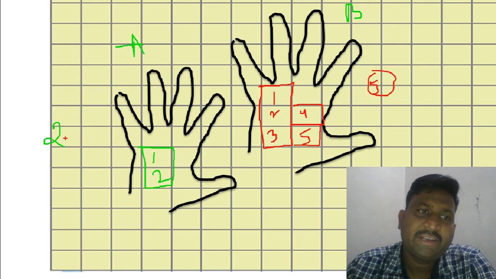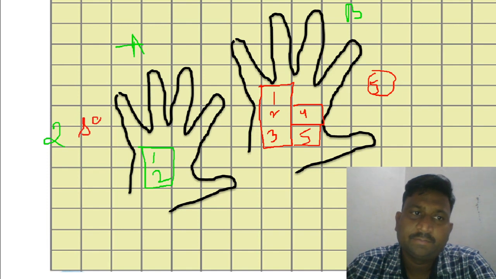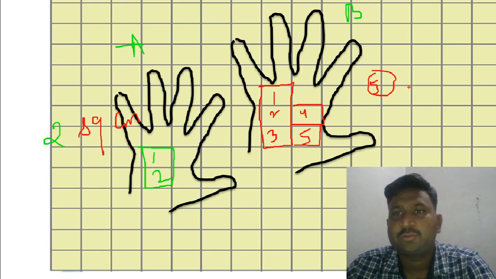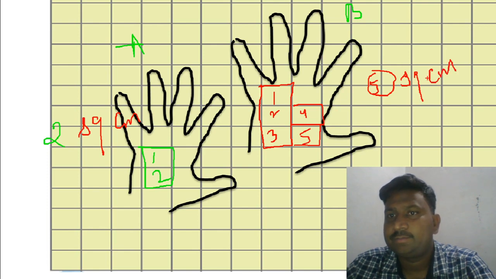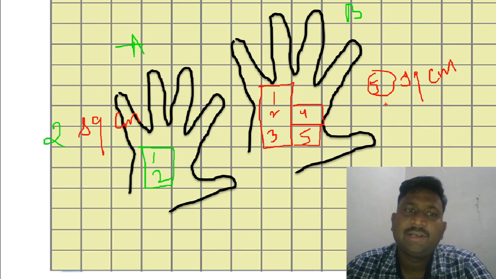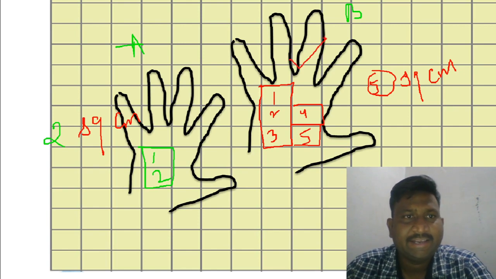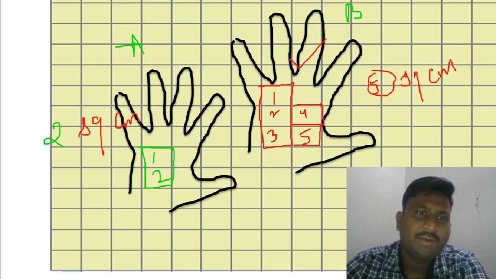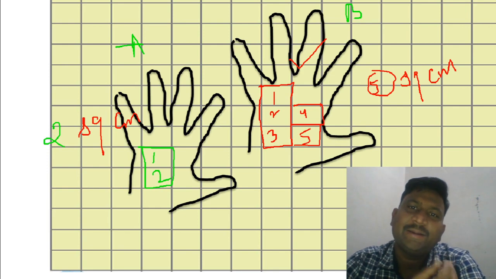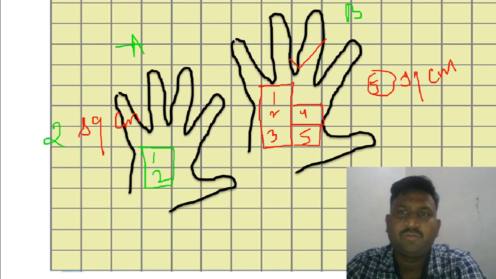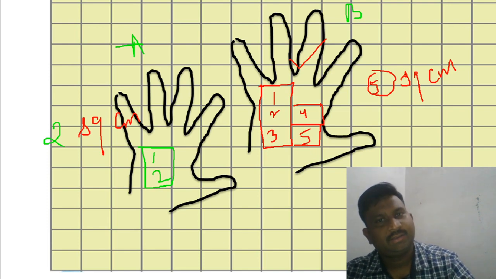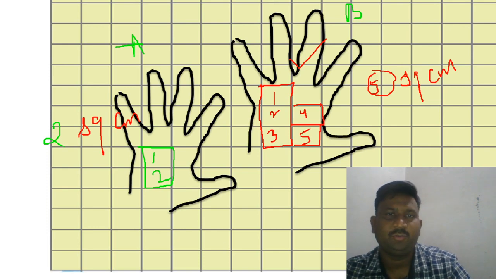So the area of hand A is 2 square centimeter, and the area of hand B is 5 square centimeter. Okay, so which has the larger area? This hand has the larger area, so this hand has the bigger size. So how can we do this? Only by counting complete squares. Okay, let us move forward. You can trace your hand and do this exercise.